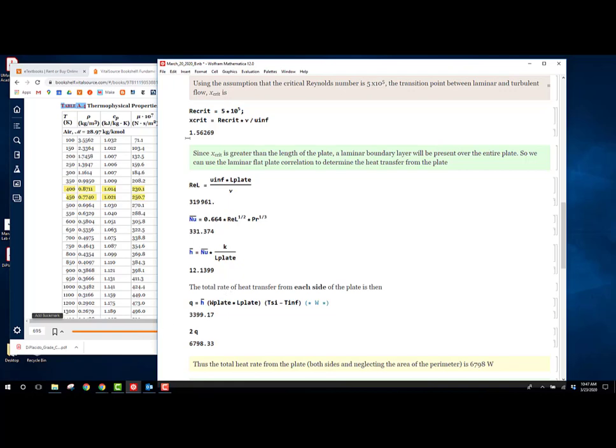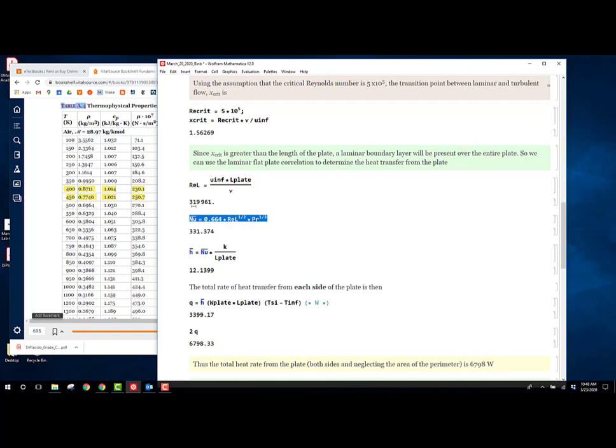So that's a length that is longer than the plate itself, so that means that we'll have laminar flow over the entire plate. With that being said, I can now utilize the laminar average correlation to get the Nusselt number. Before I do that, I need to calculate the total Reynolds number, or the Reynolds number at the trailing edge of the plate. And to do that, we have U infinity times the length of the plate divided by the viscosity.